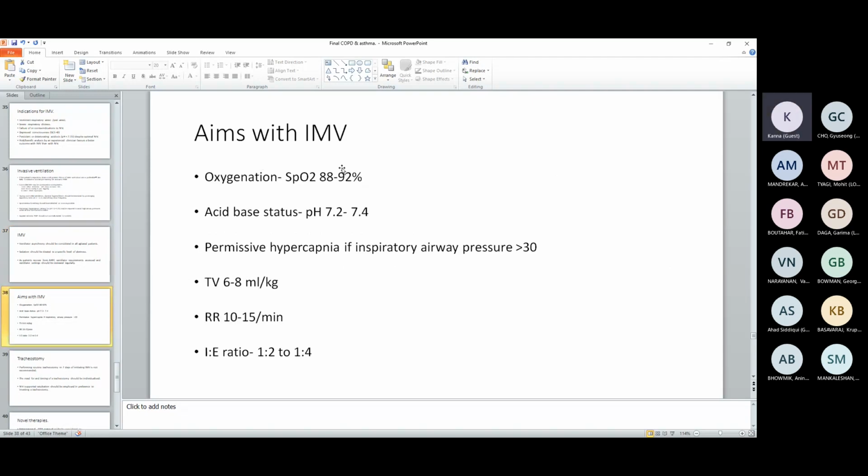So the aim with invasive mechanical ventilation in COPD patients: the oxygenation target is 88 to 92%, and the pH should be more than 7.2, and permissive hypercapnia should be allowed, and the inspiratory airway pressure should be maintained below 30. If the inspiratory airway pressure is more than 30, then we should allow permissive hypercapnia, and a low tidal volume of 6 to 8 ml per kg should be targeted, and a respiratory rate of 10 to 15 per minute should be maintained, and the IE ratio should allow more time for expiration.